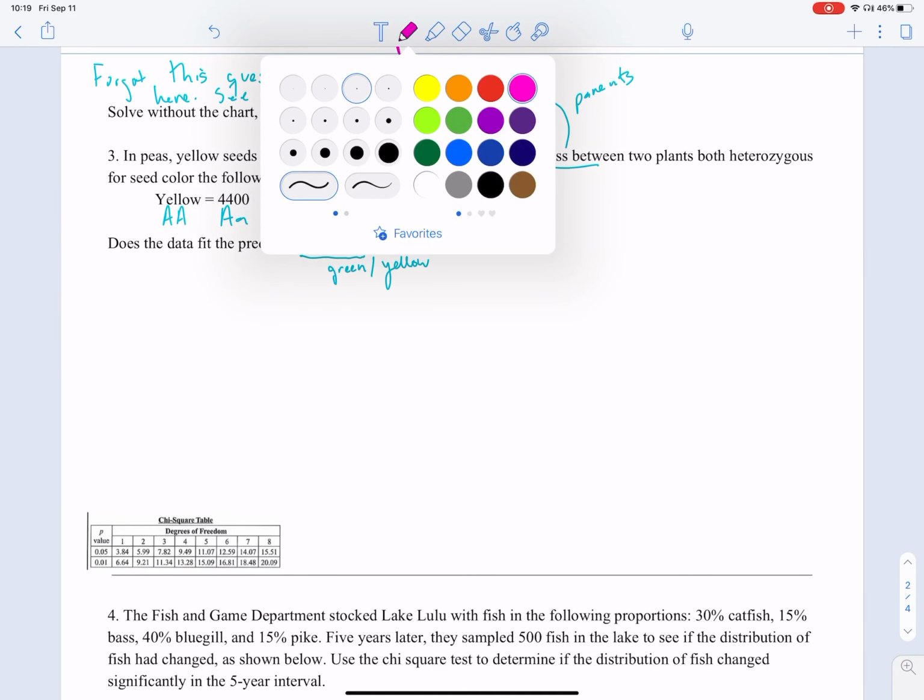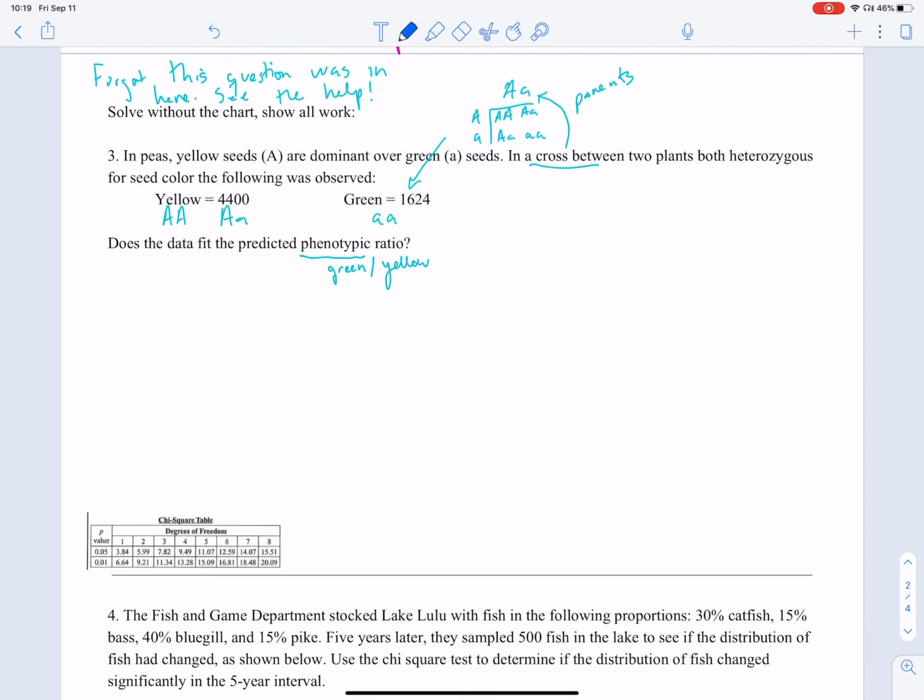Okay, let's move on to this particular problem. I forgot that this problem was in here when I first assigned it. So it is a bit of genetics. It's actually a really simple problem once you get past the genetics component, but I'll talk it through because I know that not everybody got genetics. So hopefully you can see the pattern here. It says in peas, yellow seeds, which we're going to denote as big A, are dominant over green seeds, which we're going to denote as little a.